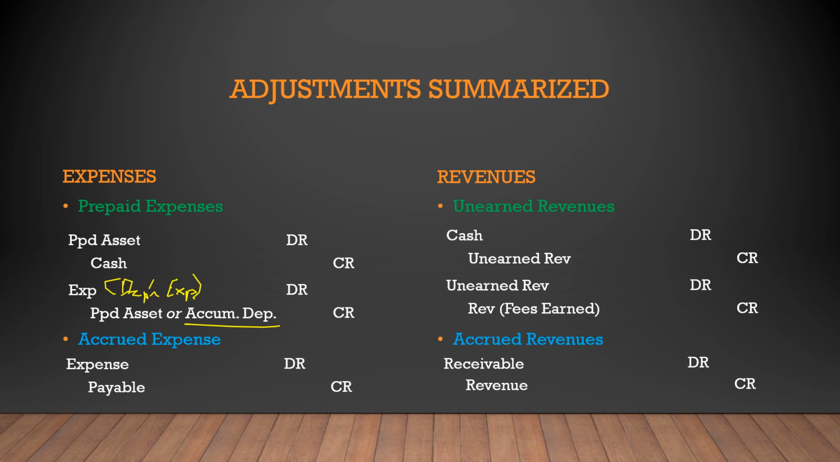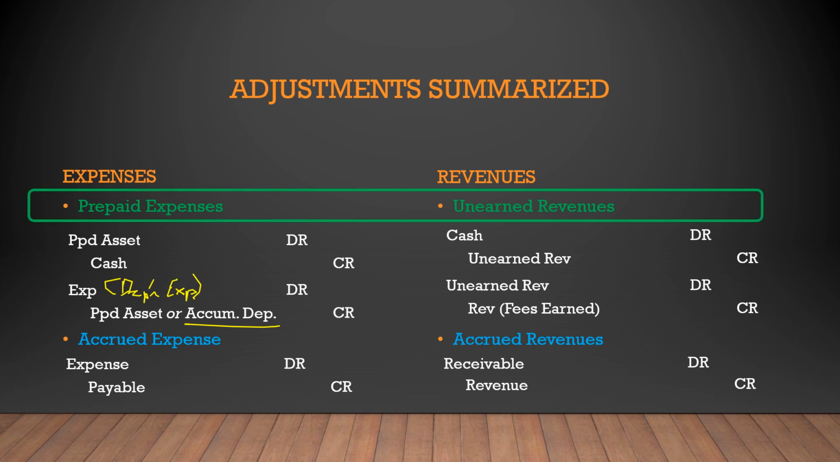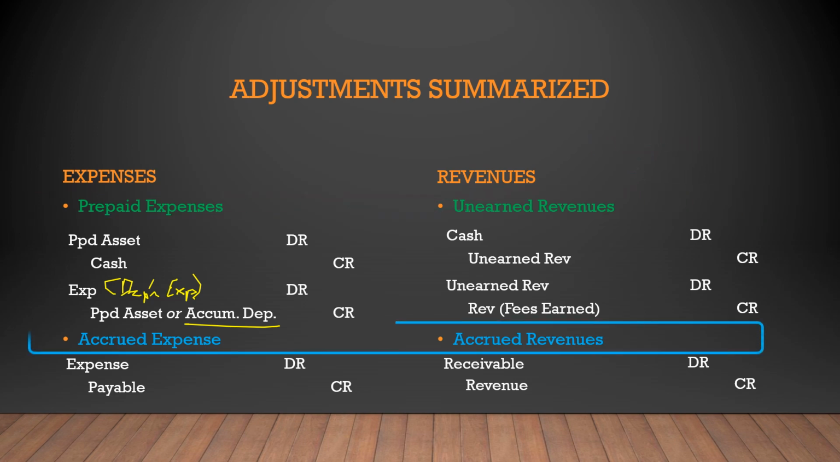Also be aware that your textbook may categorize adjusting entries in a slightly different manner. Specifically, prepaid expenses and unearned revenues are referred to as prepayments. This is because the cash outlay happens before the revenue or the expense is recorded. Accrued expenses and revenues are simply classified as accruals. Accruals are the opposite of prepaids. The expense or revenue is recorded first, and the cash flow happens later.